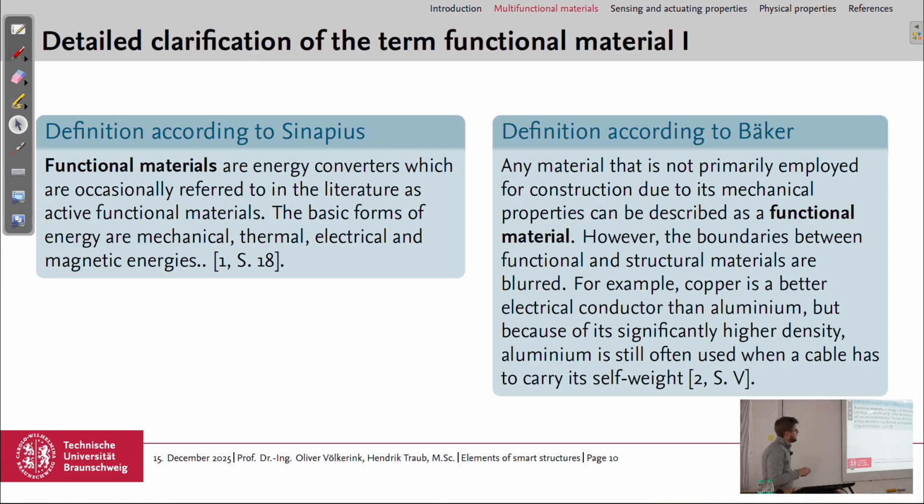There's again a definition by Baker, who said that any material which is not primarily employed for construction or for load bearing due to its mechanical properties can be described as a functional material. So in his example, he also used copper as an example, which is an electrical conductor like aluminium, and both could also be used for load-bearing structures. So they have different functions, and they are passive materials and not energy transducers, like in the definition of Xenapius.